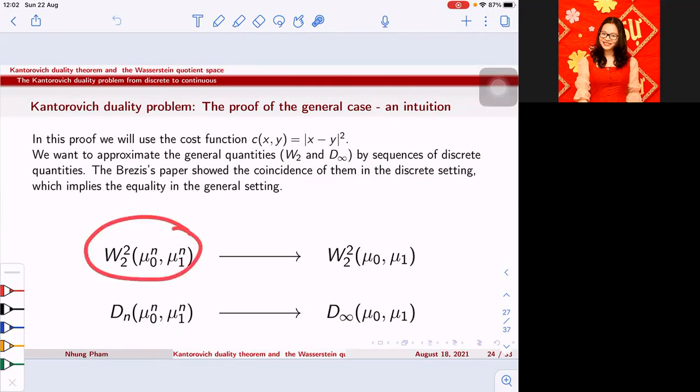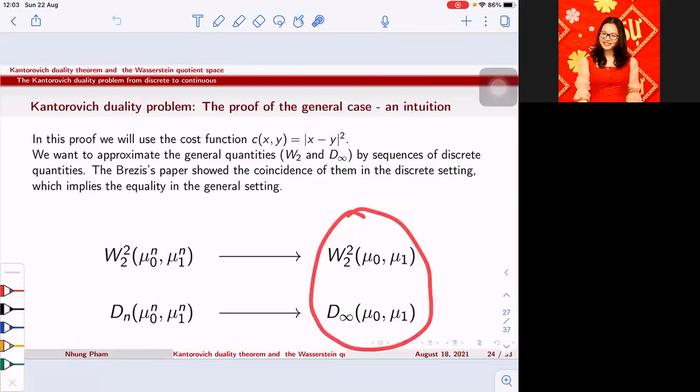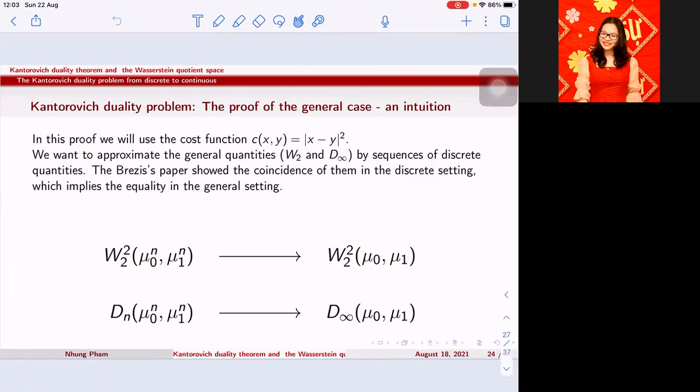So here are the discrete quantities and here are the general quantities. Because of the previous paper, we know that the two quantities on the left are equal to each other, so we can imply the equality on the right. And because the cost function and the functions in the duality formulations are continuous, we can think of finding some discrete sequences of measures mu0n and mu1n that converge to mu0 and mu1 in the sense of narrow convergence.